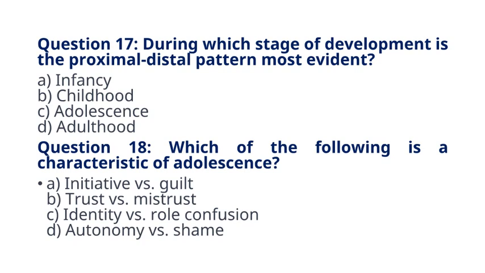Question 18. Which of the following is a characteristic of adolescence? A. Initiative versus guilt. B. Trust versus mistrust. C. Identity versus role confusion. D. Autonomy versus shame. The correct answer to question 18 is option C. Identity versus role confusion. Explanation: adolescents face the task of developing a coherent sense of identity during this stage.